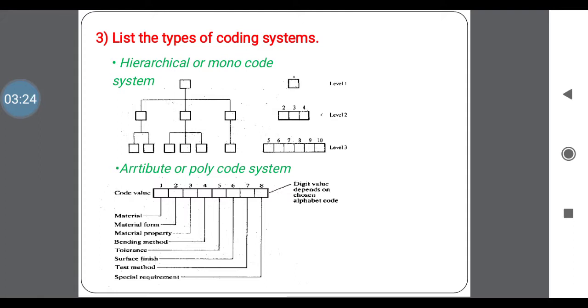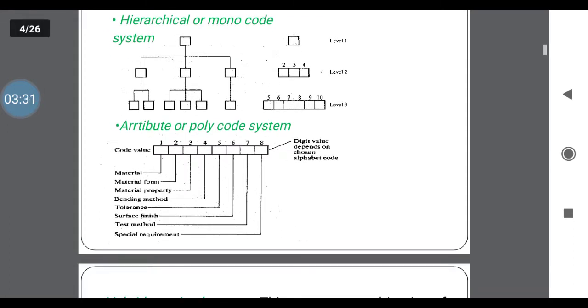Means for all the products you have only one code, but that code consists of a number of bits. The second one is the attribute or polycode system. That consists of a number of bits, but each bit describes a different value. So here we have one example, that is 1, 2, 3, 4, 5, 6, 7, 8. This is one code value.